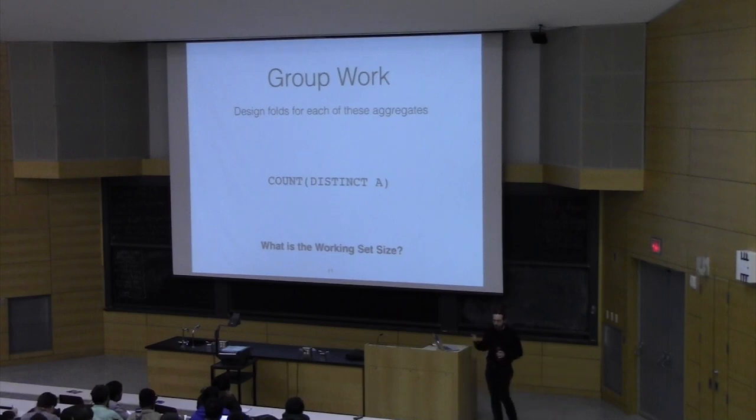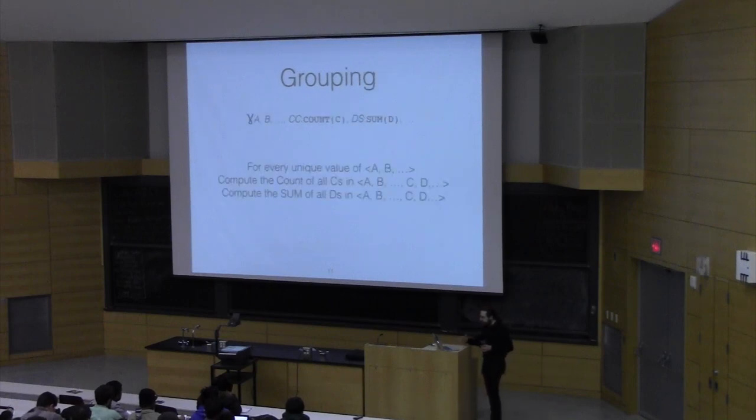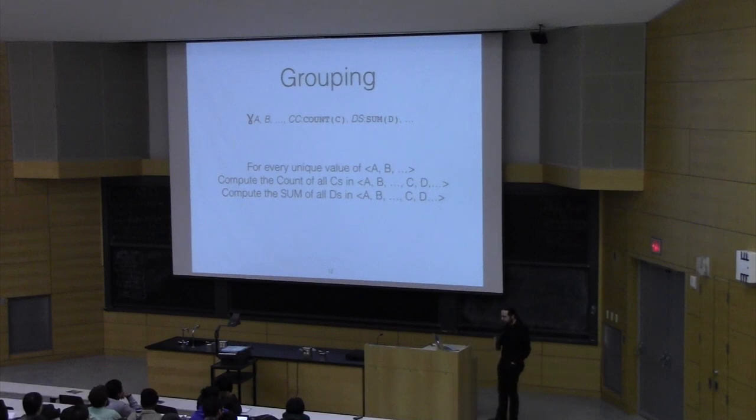Okay, so we've talked about aggregation. Aggregation computes some basic aggregate properties of the data. Now, there's a variant operator called the grouping operator. The grouping operator takes both a set of key parameters and a set of aggregate parameters. So for every unique value of the key parameters, we're going to build an aggregate value for every tuple that shares those key parameters. So for every distinct value of AB, let's say, we're going to compute a count, and we're going to compute a sum.